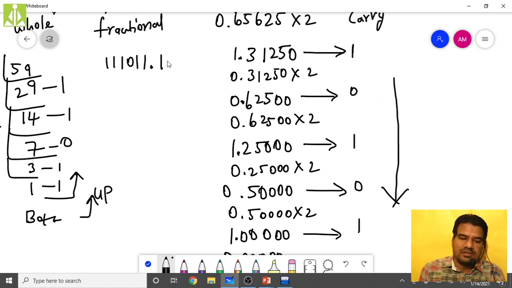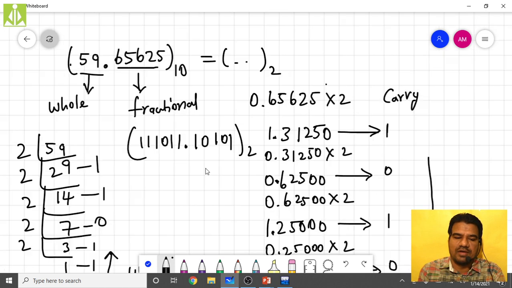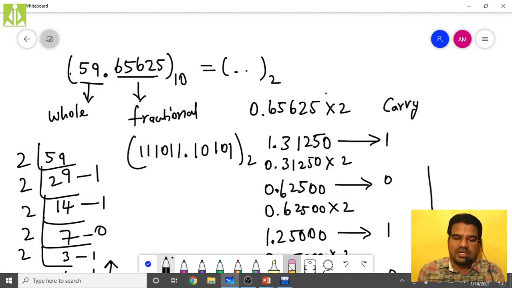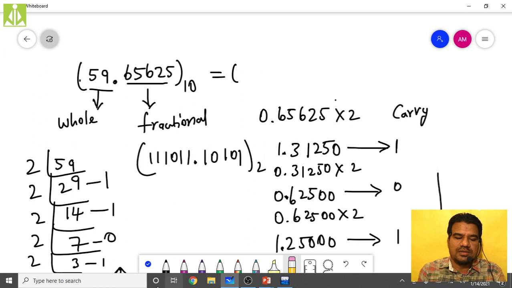10101. Okay, we started from top, 10101. Like this you can remember. So this is the binary equivalent of your 59.65625. So here we have the number. What is the binary equivalent of this number? It is very simple. You write down the same number over here: 111011 decimal point 10101 in binary.